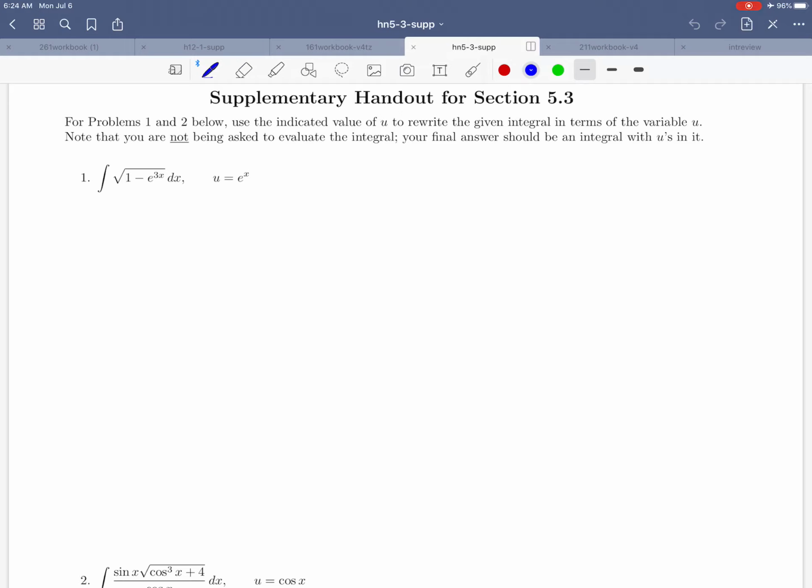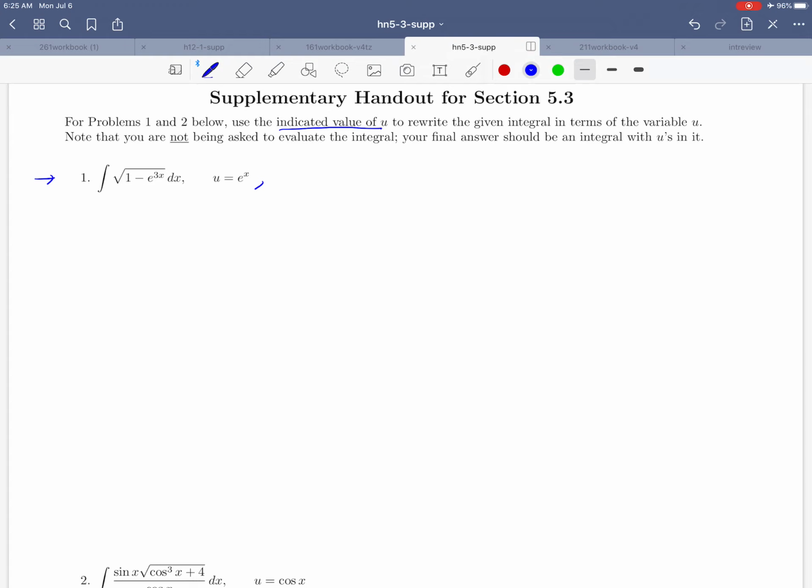Let's start by reading the instructions that they're giving us here. For these problems, they'd like us to use the indicated value of u to rewrite the given integral in terms of the variable u. Just a reminder, we're not being asked to actually evaluate this integral. We're really just being asked to do a u substitution, to take this integral and rewrite it in terms of the new variable. They're giving us u equals e to the x.